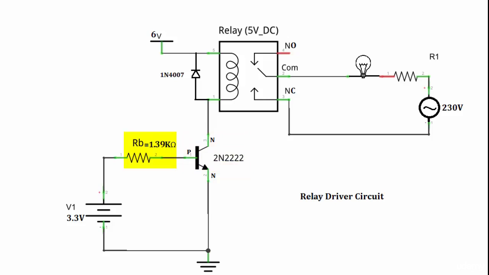The series resistor RB is connected so that the sufficient amount of base current flows to the base, which controls the IC, and IC controls the relay, and the relay switches on and off the circuit connected in the output. Since the BJT is driving the relay, hence it is called relay driving circuit.